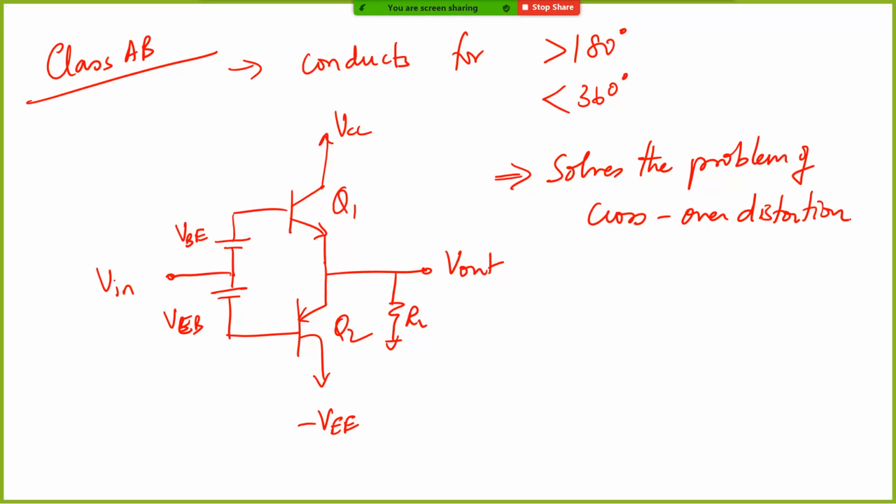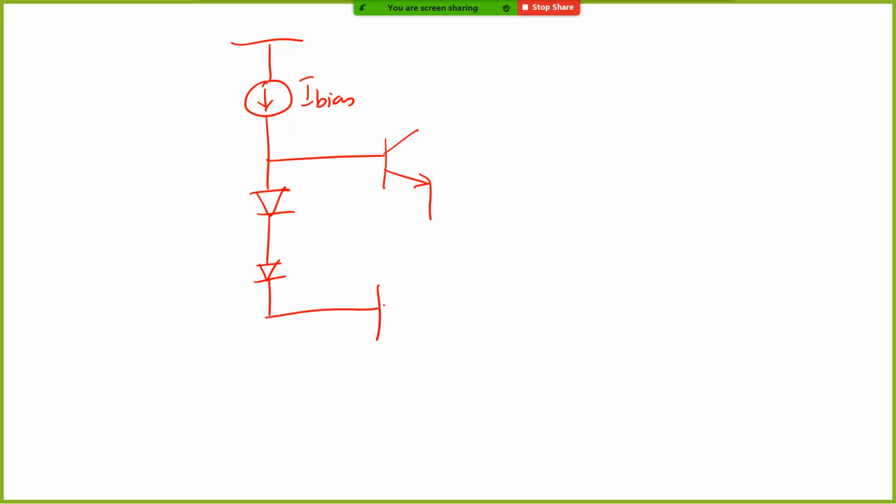Okay. Now the question is how to come up with these two voltage sources, or these two batteries, VBE and VEB. You can't say, okay, I'm going to put a battery for everything. That is not a feasible thing, right? And batteries also come in very fixed voltages. So one simple way to do it is to make use of diodes. The way this is done is there is some bias current which is flowing, and what we are doing here is something like this.